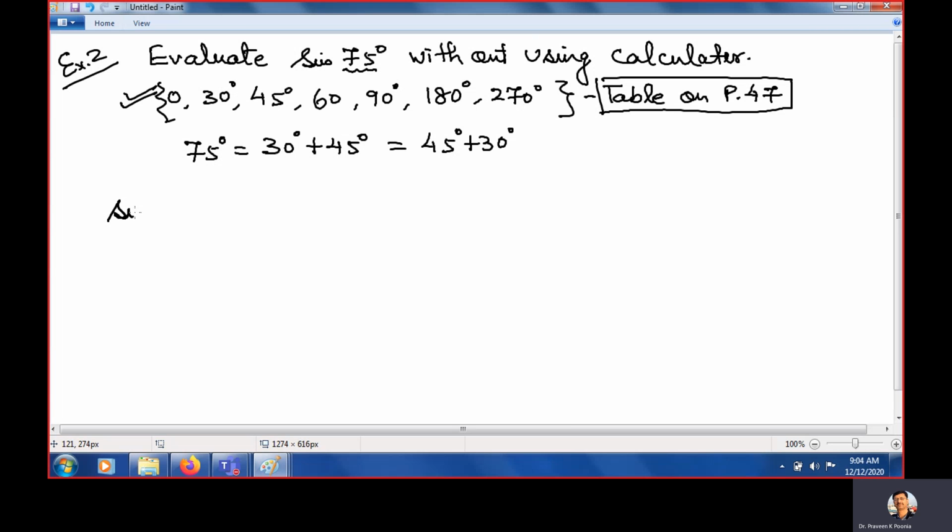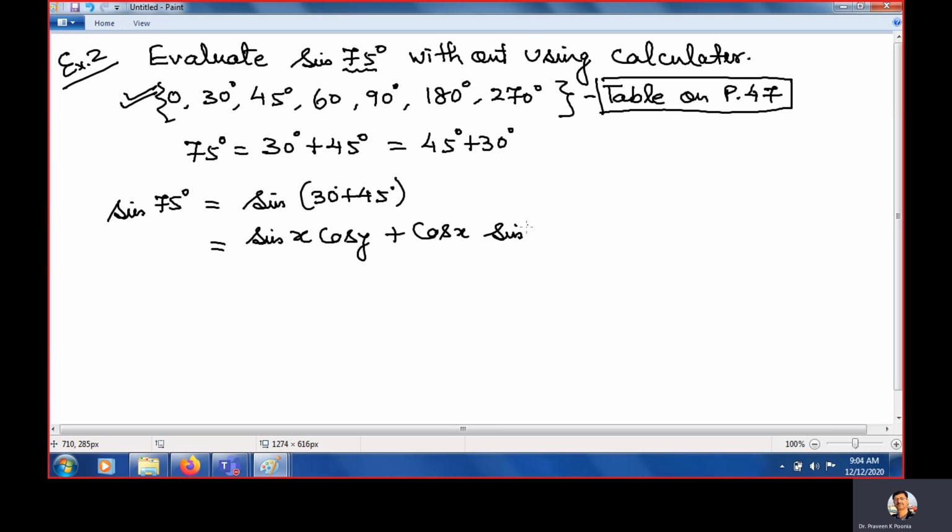Now if you want to find sine 75 degree, what is it? It is sine of 30 plus 45 degrees. Now what is the formula for sine? It is sine x cos y plus cos x sine y. This was the formula. This is x, this is y. The first angle is 30. So it is sine 30 cos 45 plus cos 30 sine 45.